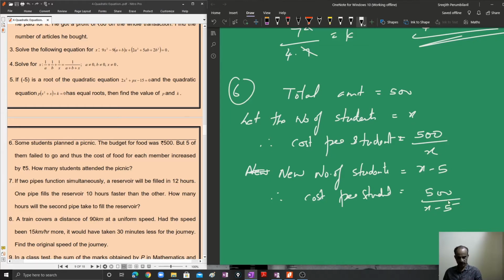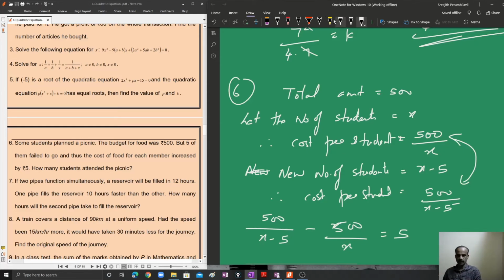The denominator is smaller, this is larger, and thus the cost increase, the difference is what? 5. Larger minus smaller, the difference is 5. So 500 divided by x minus 5 minus 500 by x is equal to 5. See, the difference is 5, that means the larger amount, the larger cost.